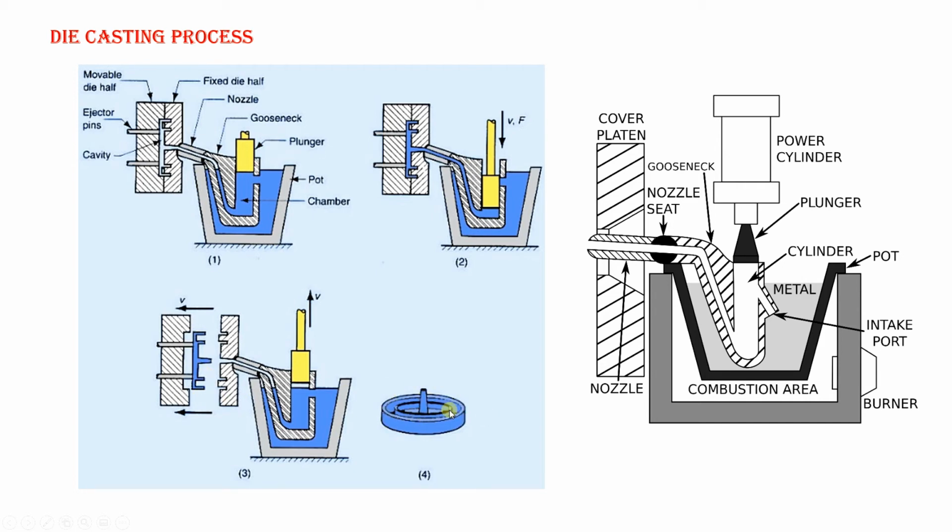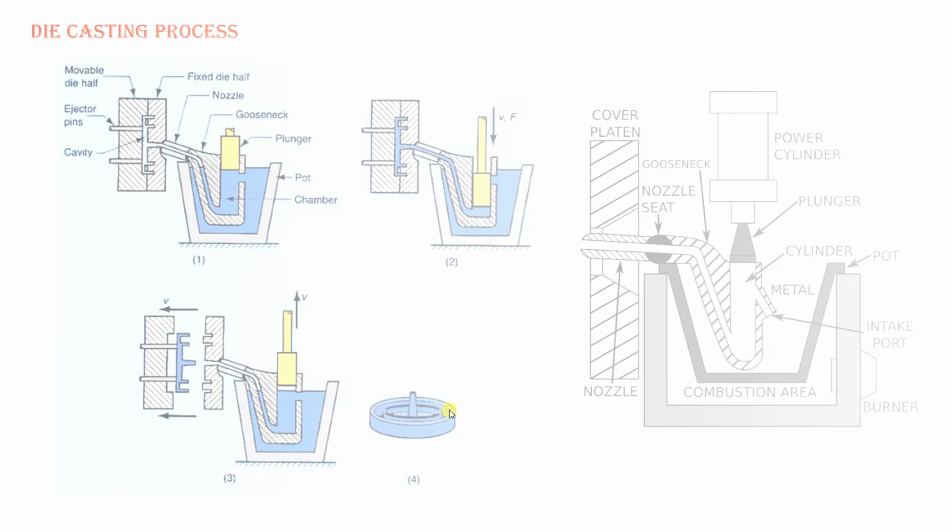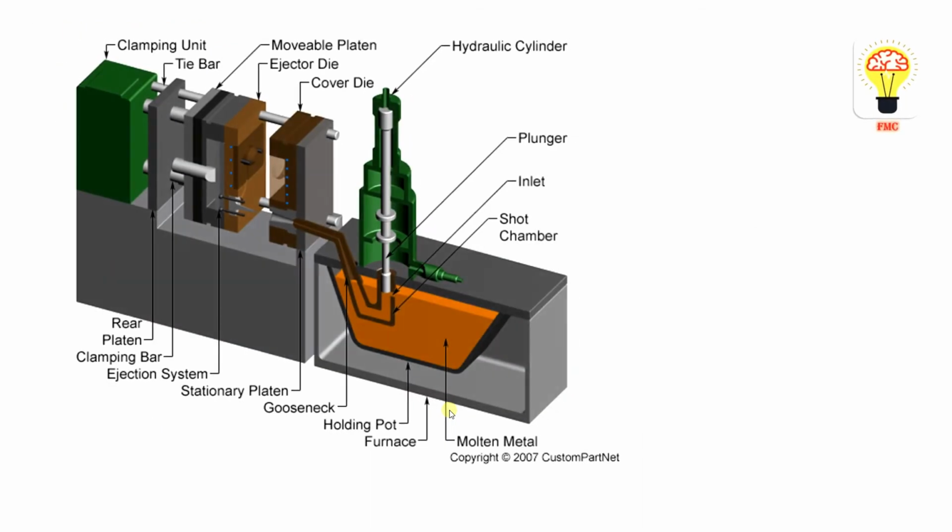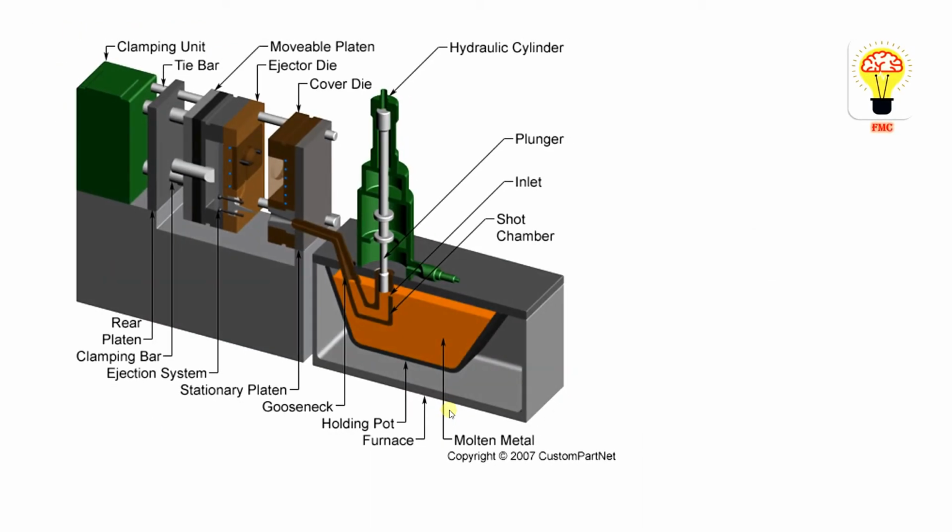Some of the shapes that can be manufactured are shown here. Right, so this is why we can easily do the automation. Another diagram for your better understanding I have taken from a website. Personally, I thank the website, those who are providing this diagram.